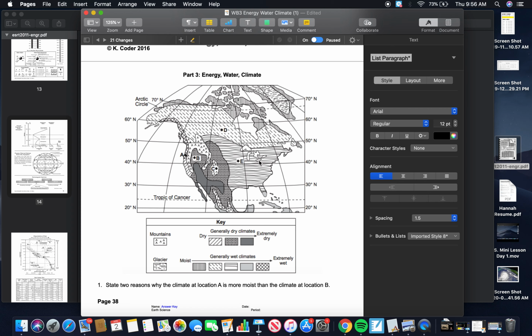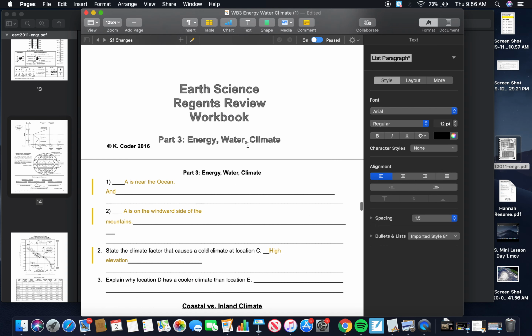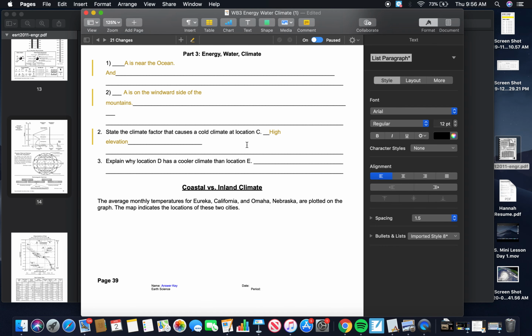Since the Earth is a curved surface, the locations that are closer to the equator, which location E is compared to D, have more intense insolation, more intense incoming solar radiation. So that's why the climate at location E is going to be warmer than D. Location D is at a higher latitude.